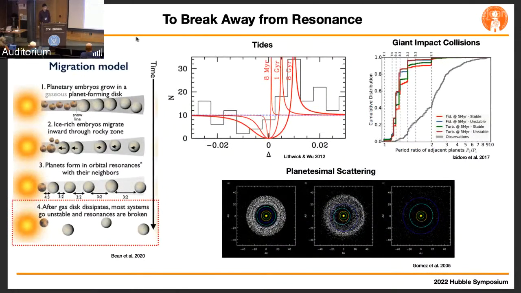Several mechanisms have been proposed to reconcile this tension between the prediction of disk migration, which consistently forms resonant planets, versus the observation of mature planetary systems, which consistently lack resonance. One possibility is tidal interaction with the host star, which causes a slow drift of the planet orbital period ratio away from resonance. Or it can be a giant impact collision, which is so violent it can totally disrupt the initial resonance to a non-resonant configuration. Or maybe it's something in between. Planetesimal scattering can cause both a drift of the orbital ratio as well as instability.